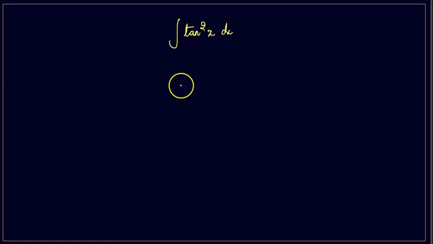In this question, we have to find the integration of tan square x. And we already know what is the integration of sec square x dx, that is equal to tan x. Now, tan square x, it is difficult to find.